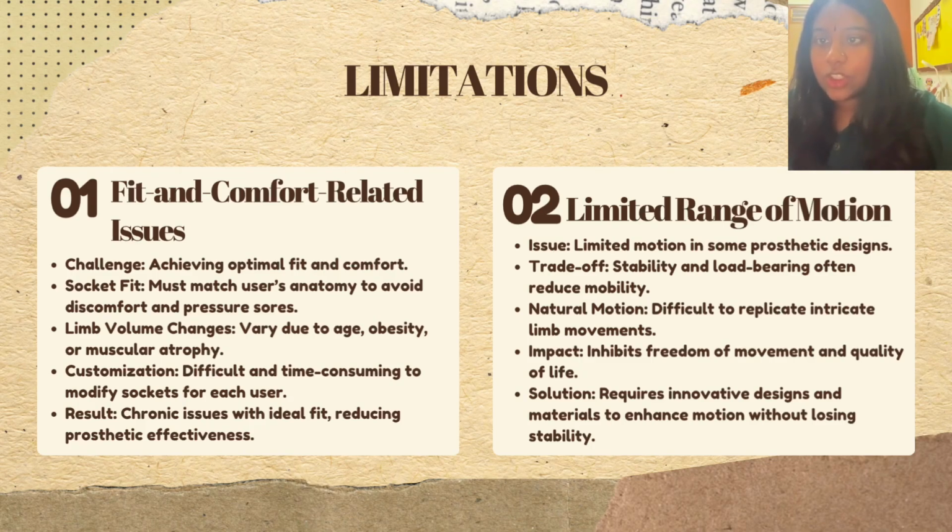Number 2. Limited range of motion. Issue: limited motion in some prosthetic designs. Trade-off: stability and load bearing often reduce mobility. Natural motion: difficult to replicate intricate limb movements. Impact: inhibits freedom of movement and quality of life. Solution: requires innovative designs and materials to enhance motion without losing stability.